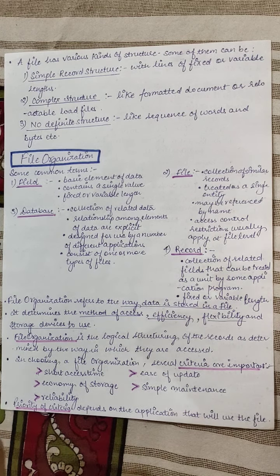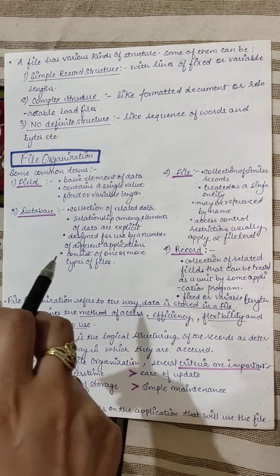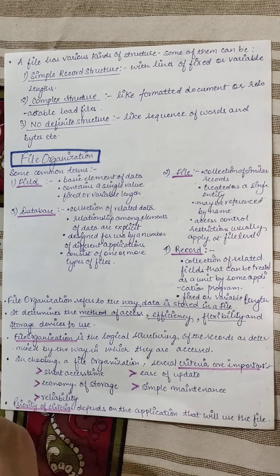देन देयर इज अ डेटाबेस. सो कलेक्शन ऑफ रिलेटेड डेटा, relationship among elements of the data are explicit. So if you are saying that we are having a student database, that means you will be holding all the information related to students, right?